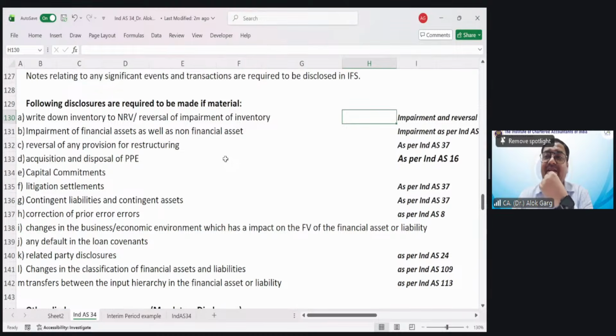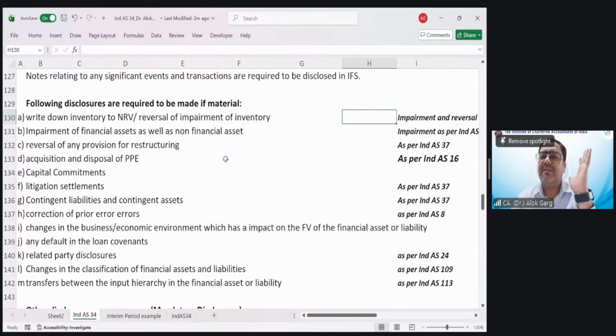Whether this disclosure is mandatory, impairment of inventory. The company's balance sheet size is 20,000 crore, inventory is 5,000 crore. There is 1 crore rupees of impairment of inventory. Whether this disclosure is mandatory in interim financial statement. In annual financial statement, it is required.